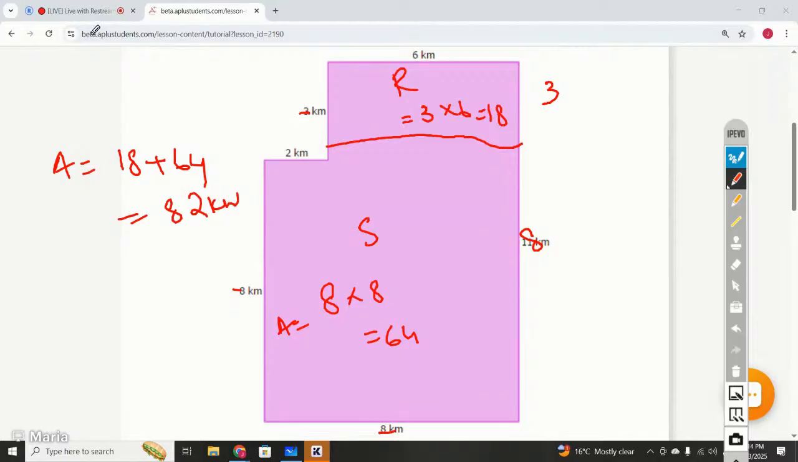Basically, a complex figure is made up of more than one figure, right? So we have to divide this complex figure into smaller figures, calculate the area of the smaller figures, and then we have to add them. The area of the square is side times side, that is 8 times 8 makes 64. And the area of the rectangle is 3 times 6 equals 18.